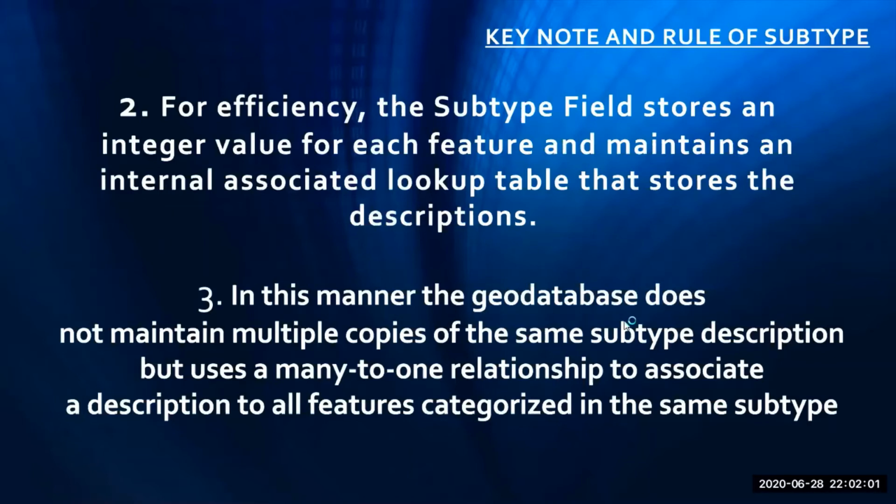In this manner, the geodatabase does not maintain multiple copies. So it helps us not to have redundancy, multiple copies of the same data all over. It does not maintain multiple copies of the same subtype description, but uses a many-to-one relationship to associate a description to all feature categories. So internally, the database will be using a many-to-one relationship to associate. We see it in a practical sense.